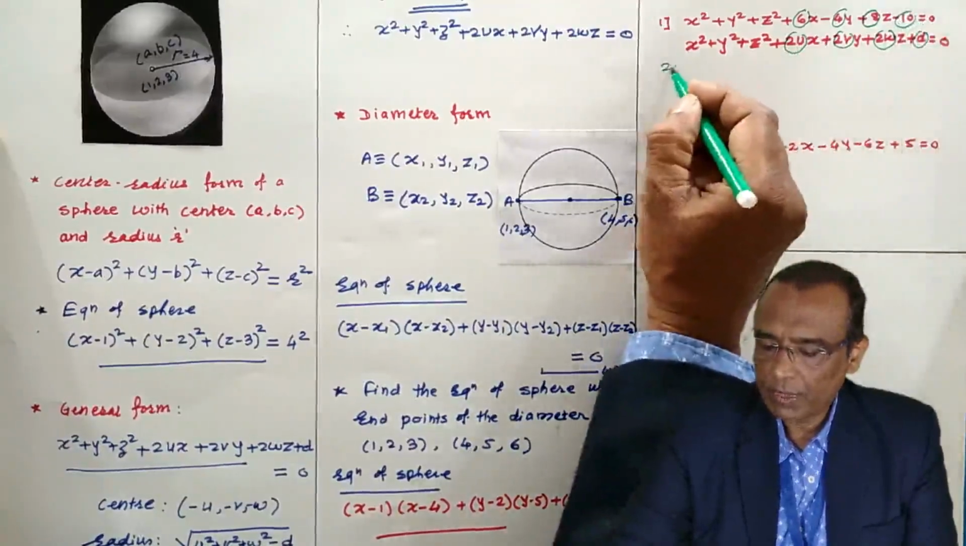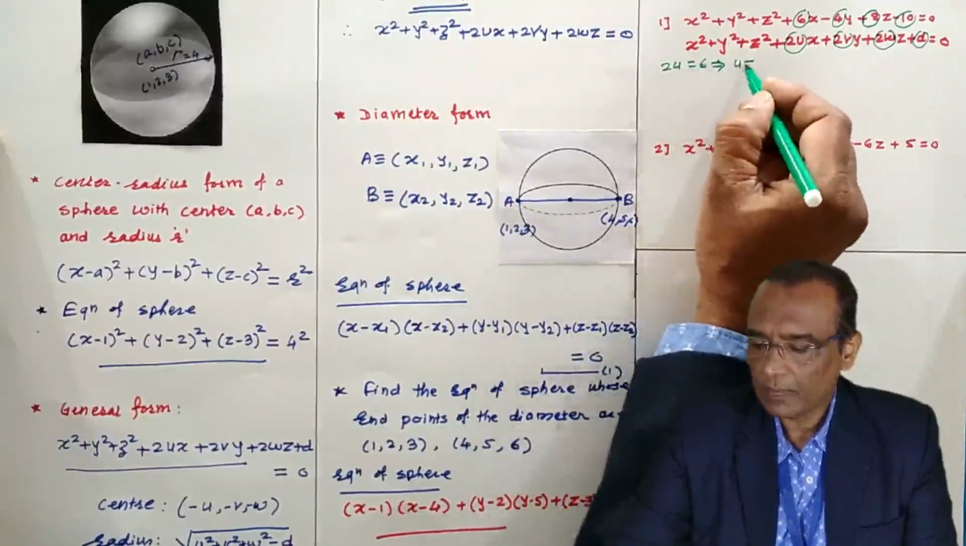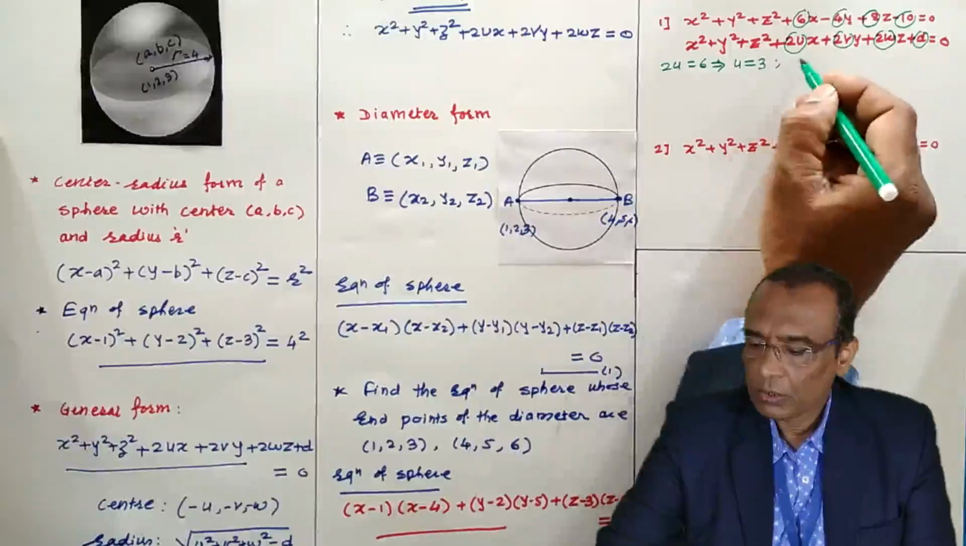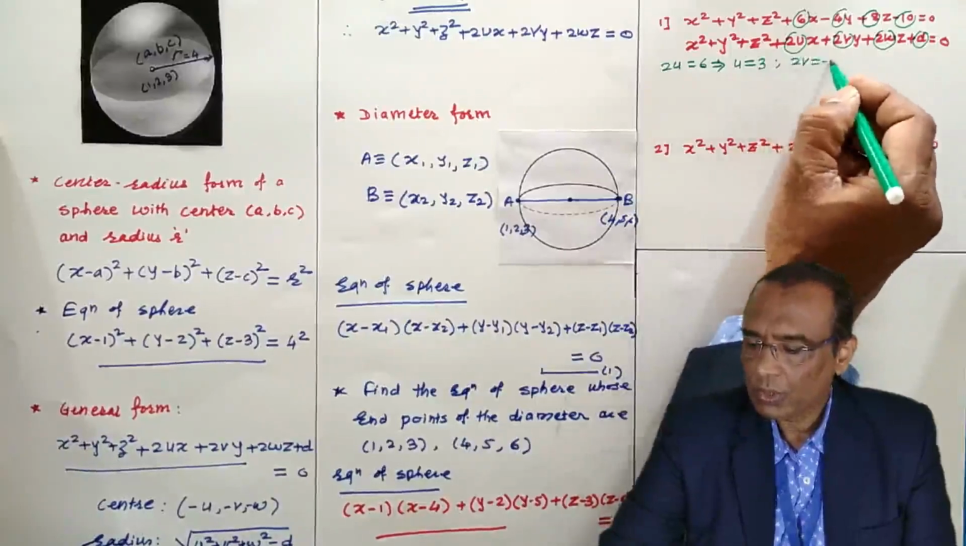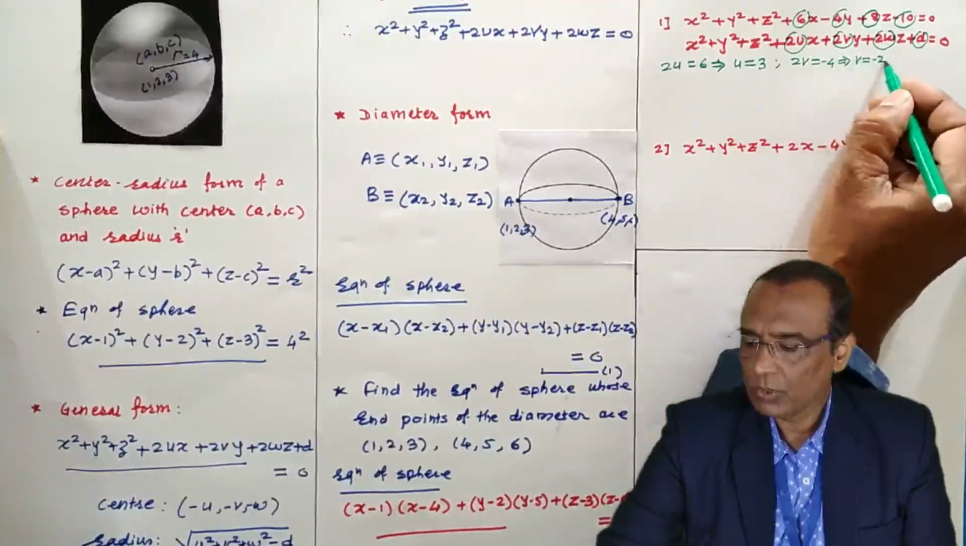Here 2u is equal to 6. This means u equals 3. 2v equals minus 4. This means v equals minus 2.